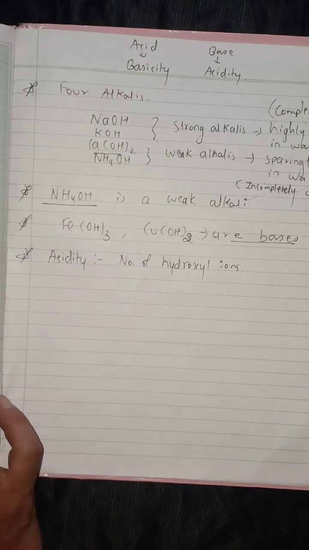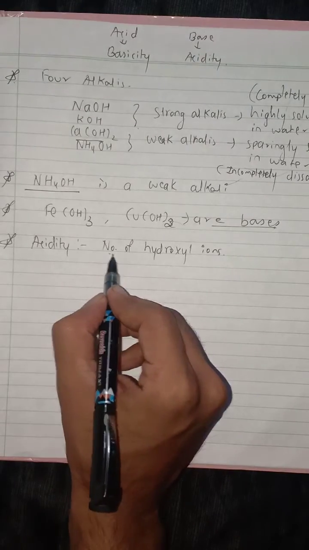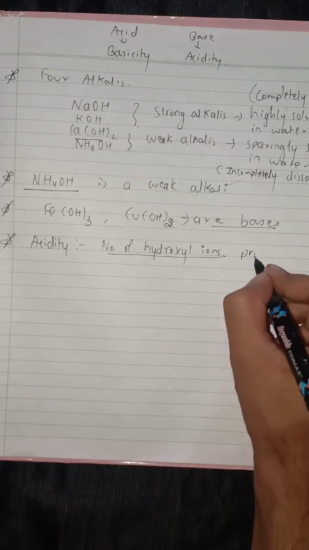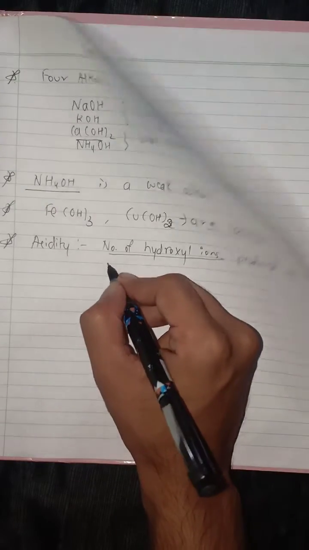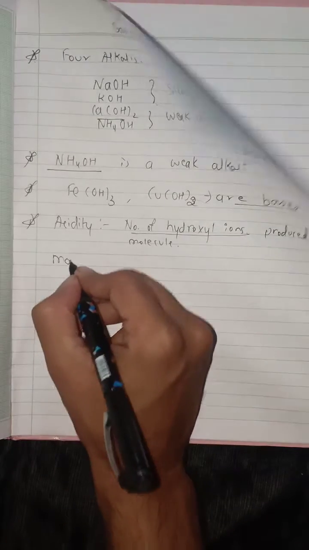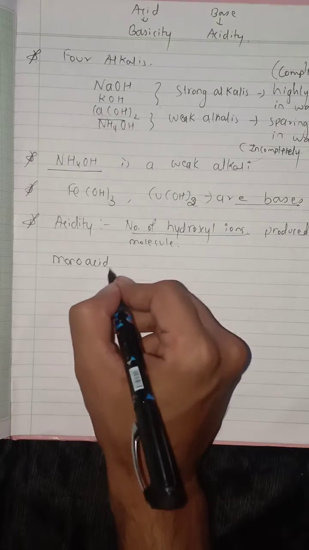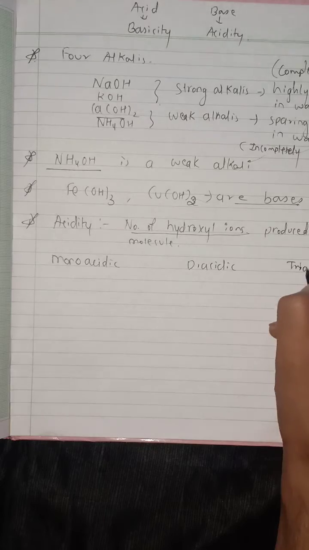If you want to learn the textual definition, you can learn it also: the number of hydroxyl ions which can be produced per molecule of the base in aqueous solution. We have already studied mono, di, tri. Here also 3 types of acidity we are going to know: monoacidic, diacidic, and triacidic.